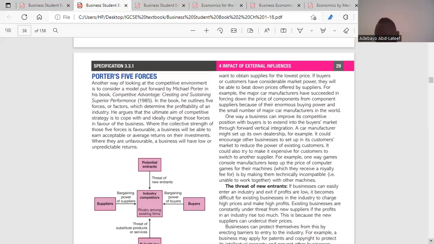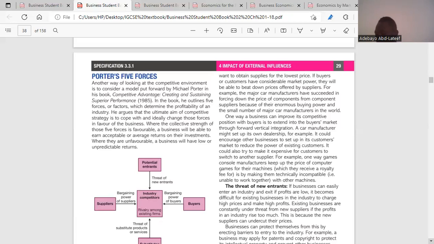Then he talked about the third one, which is industry competitors, which refers to the rivalry among existing businesses. So if rivalry among existing businesses is fierce, they could form a cartel. And what is a cartel? A cartel is a group of businesses coming together to reduce competition. And when they form this cartel, it reduces their profitability.